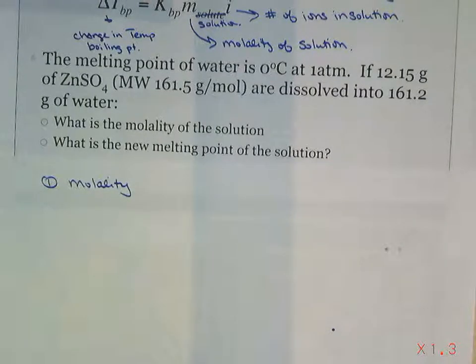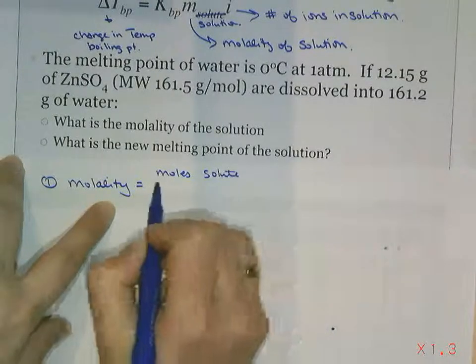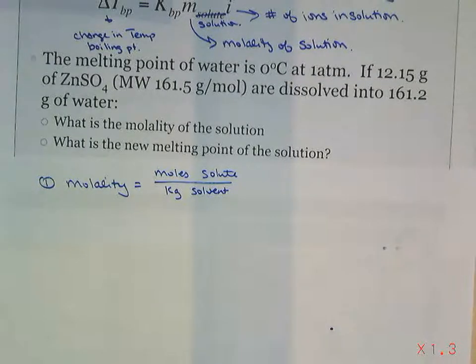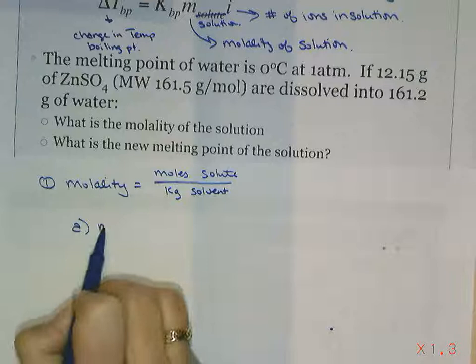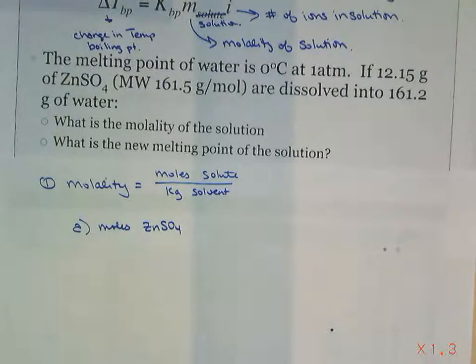So looking at the molality, what do I need to get? What's the units of molality? Right, moles of solute over kilograms solvent. So this is really part A. We need to figure out moles of zinc sulfate. And that should be pretty straightforward. I gave you the molar mass and the grams. So go ahead and take a second, figure that out while I get my calculator out.